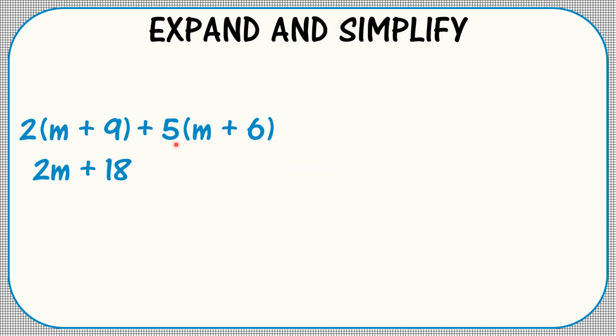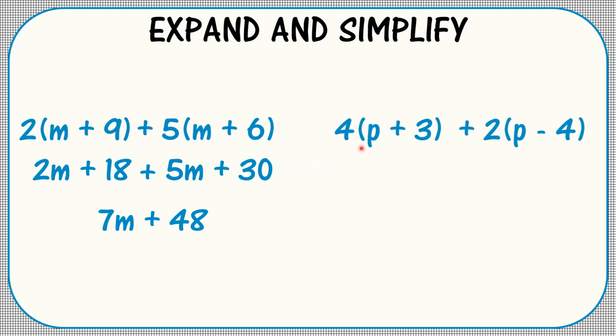Let's expand the second bracket. You have 5 bracket m plus 6. 5 times m is 5m. And then 5 times 6 is plus 30. What you can do now is collect like terms. You have 2m plus 5m, which equals 7m. And then you have this 18 plus 30, which equals 48. So the final answer is 7m plus 48.